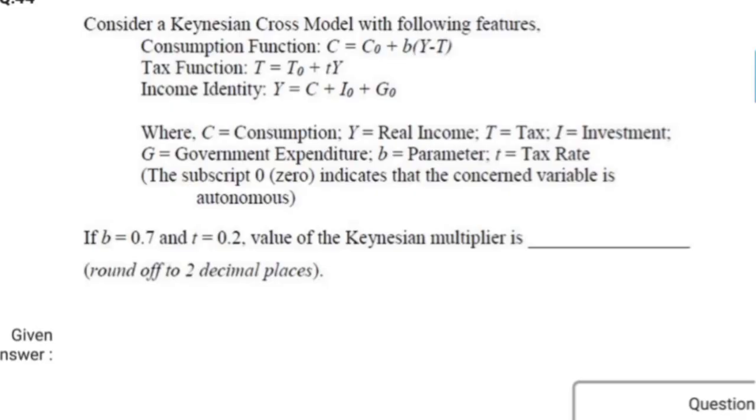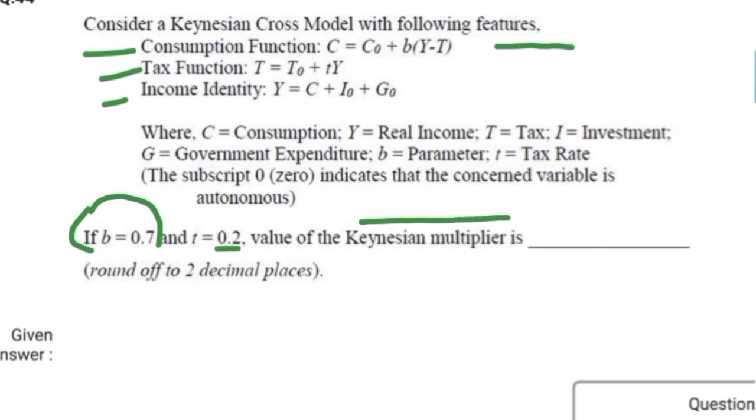Question is, consider the Keynesian cross model with the following features. We are being given a consumption function, tax function, income identity, and also we are being given the marginal propensity to consume is equal to 0.7 and the marginal tax rate is 0.2. We need to find out the Keynesian multiplier.